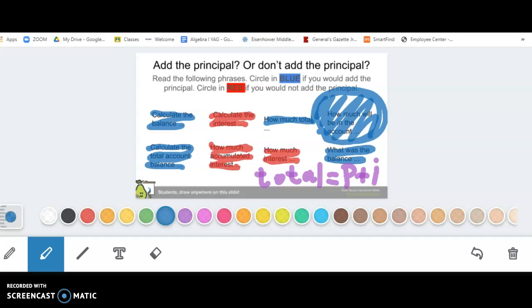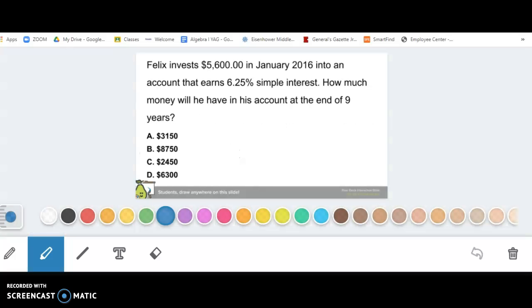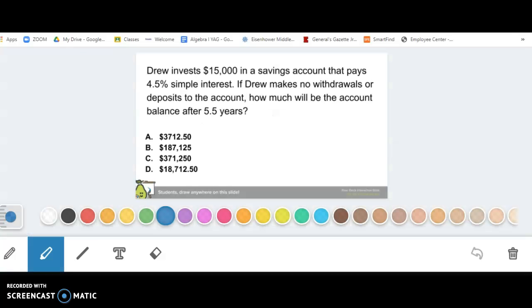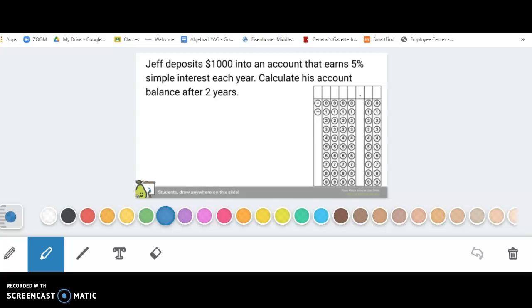Okay? So the remaining slides are multiple choice, okay? Except for a griddable one, right? You figure out your answer and you bubble in on the grid.